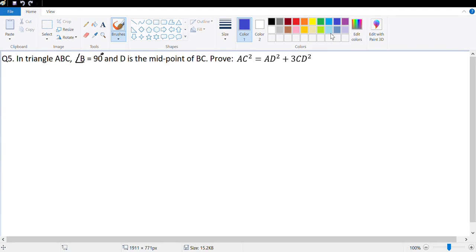Let's look at the next question. The next question is question number 5. It says in triangle ABC, angle B is 90 degrees. Let's just draw a rough diagram. So angle B is 90 degrees.